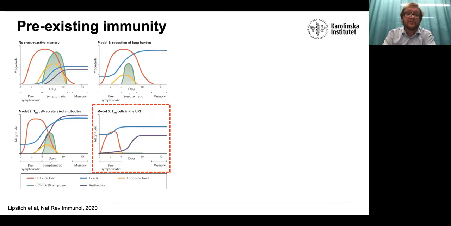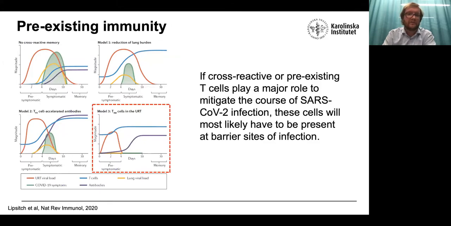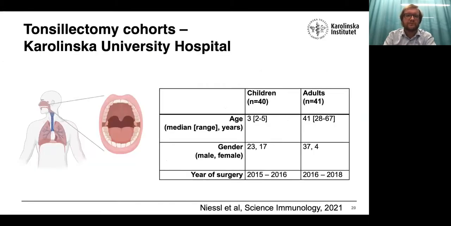Essentially, if you look into this model 3, where you have TRM cells in the upper respiratory tract, what they came to the conclusion of is that if cross-reactive or pre-existing T cells play a major role in mitigating the course of SARS-CoV-2 infection, these cells will most likely have to be present at various sites of infection. So again, the question is, do we have pre-existing TRMs, resident memory T cells, in the upper respiratory tract? One of the ways for us to answer that question was to look into our liquid nitrogen tanks, at people that we had collected samples from before the pandemic.